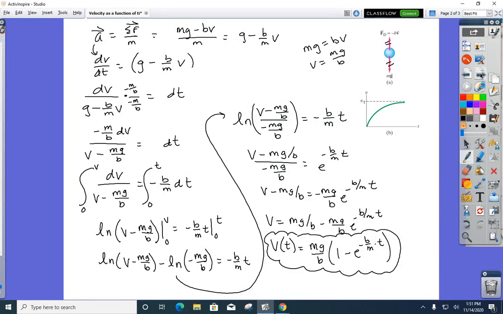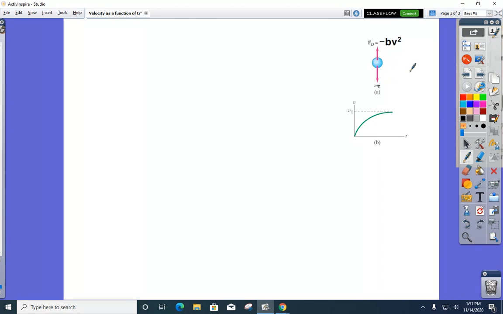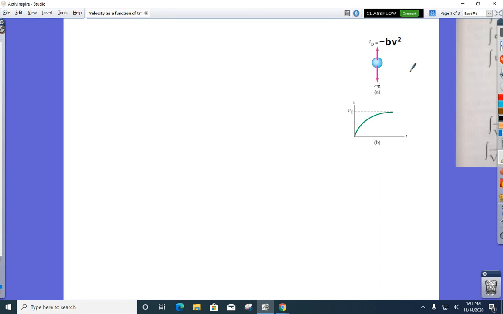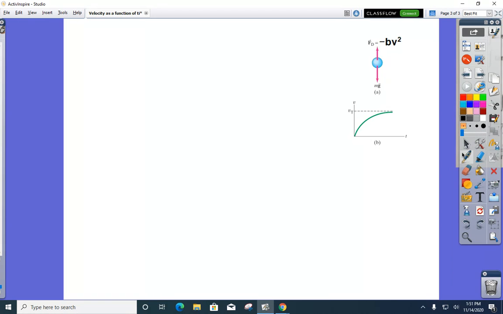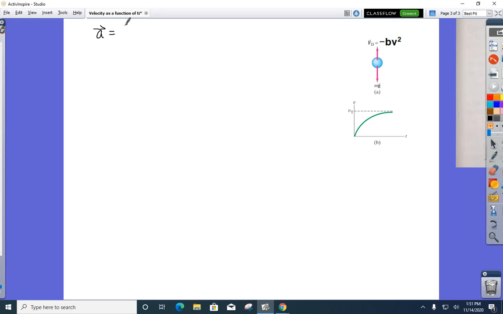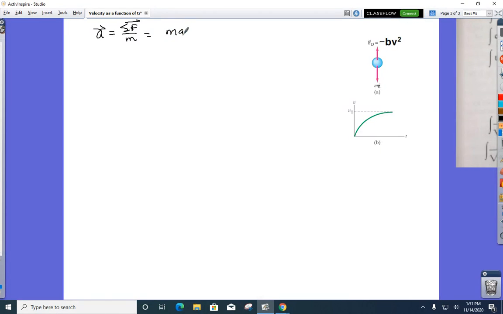So what I want to do now is take this and show you how we might do similar mathematics, but dealing with the drag force being proportional to the square of the velocity. So we're going to start the exact same way that we did before. Acceleration from Newton's second law. The only difference here is that now I have a bv squared term like that, and when I go to reduce that, I get g minus b over m v squared. Just like I did before, I said dv dt is equal to g minus b over m v squared, and I just bring this over to the other side.